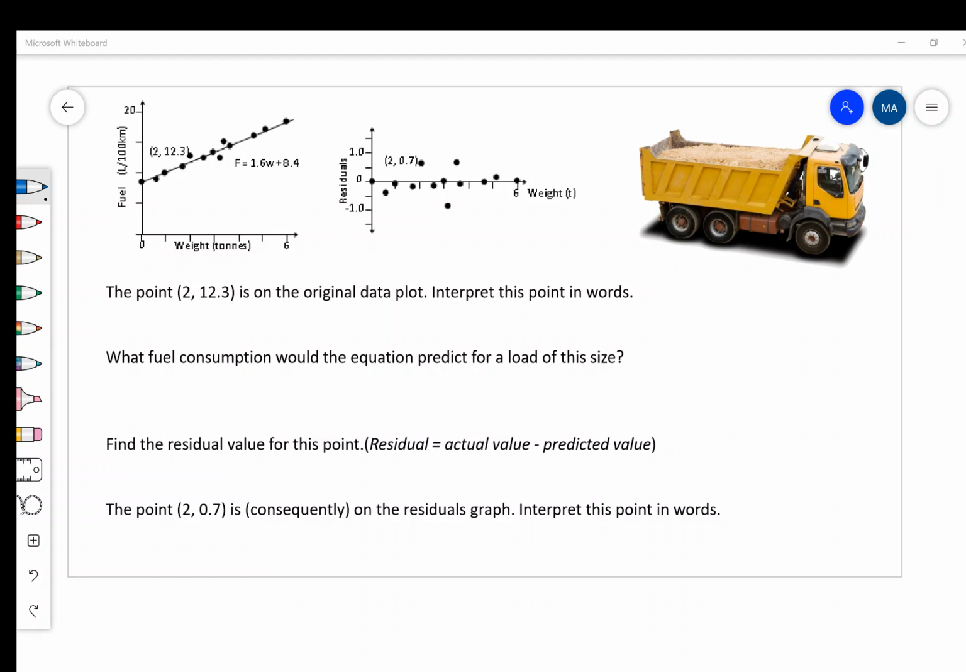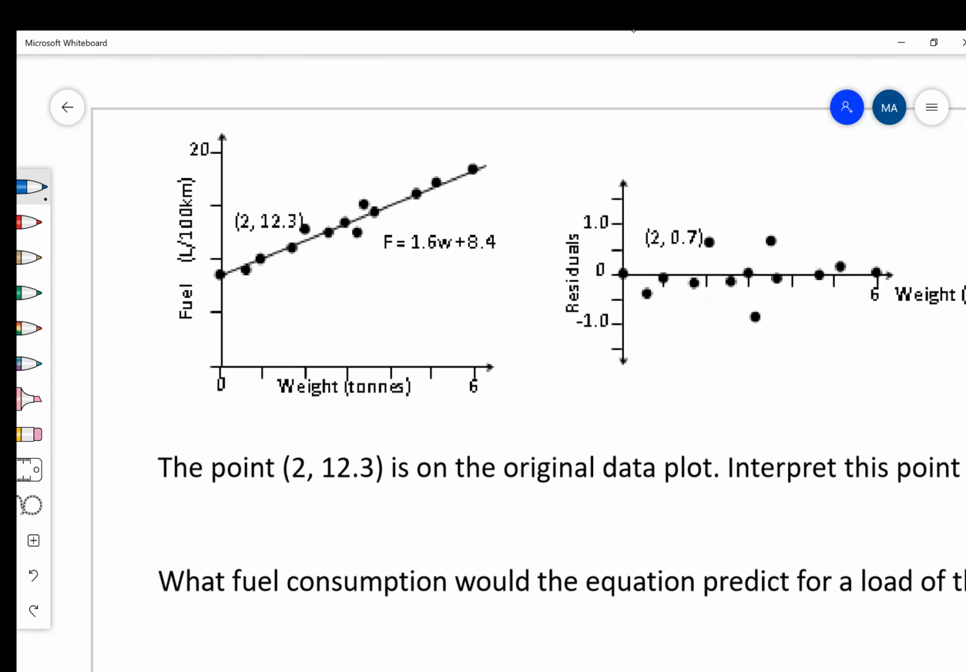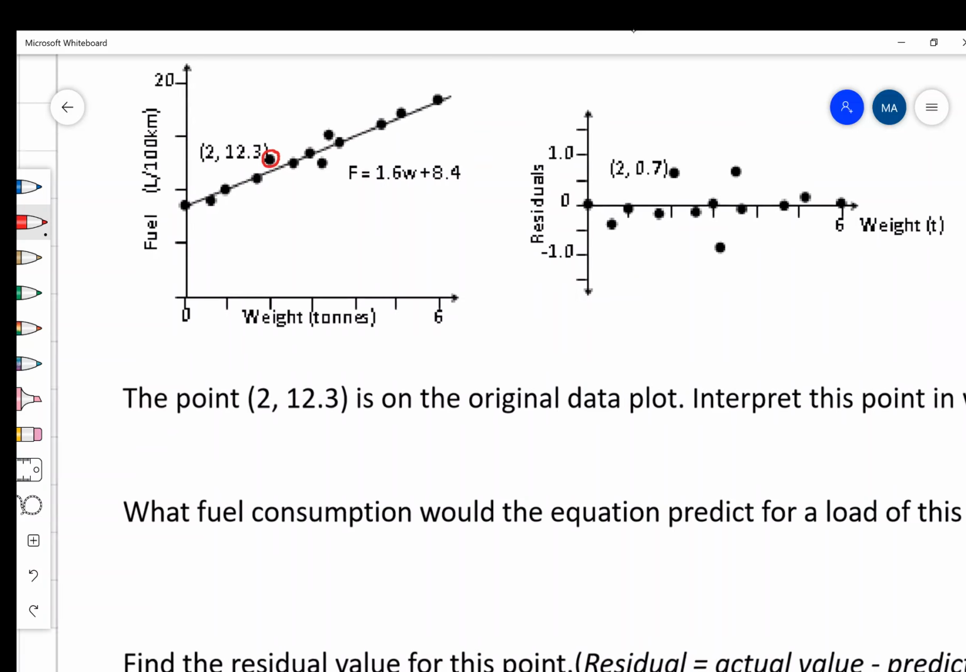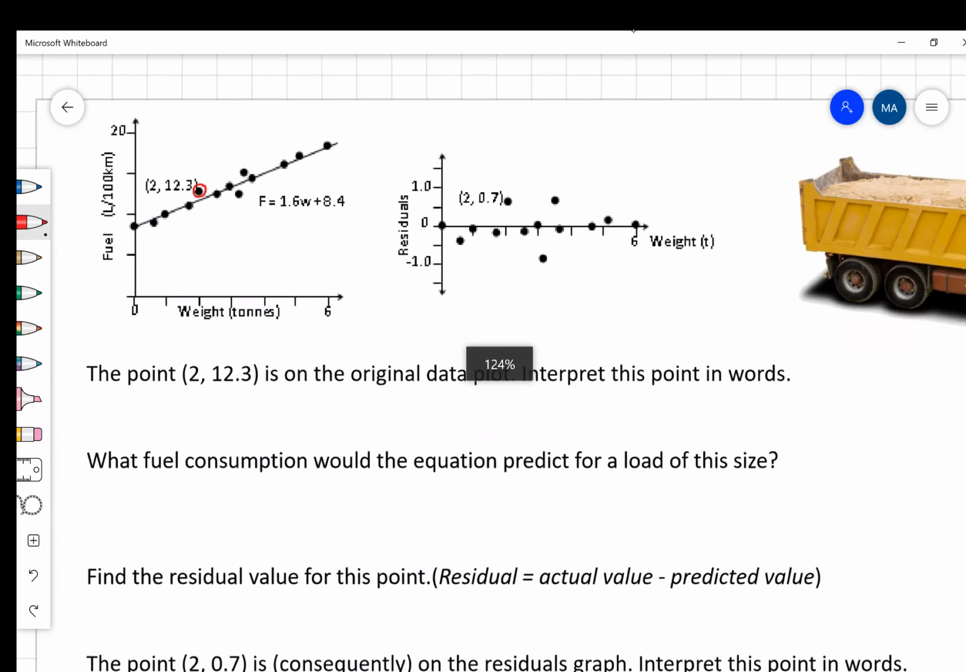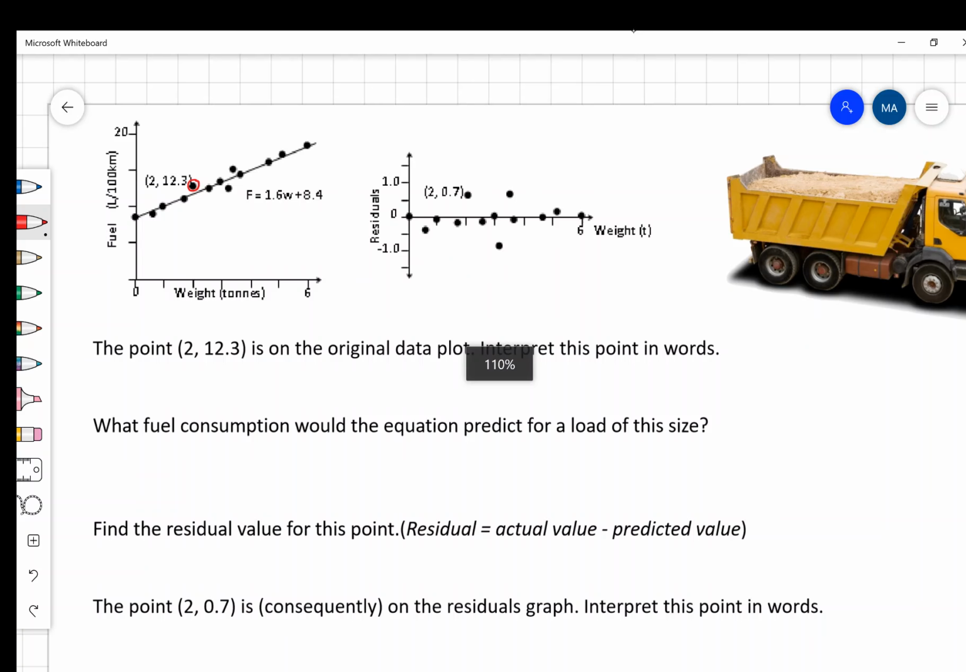So it's important to understand the difference between what the data means in a scatter plot as opposed to a residual plot, what these coordinate points actually mean. So that's what we're going to discuss. First off, we're told here that the point 2 and 12.3 is on the original data plot, and we're asked to interpret it in words. So that's this point over here, 2 and 12.3.